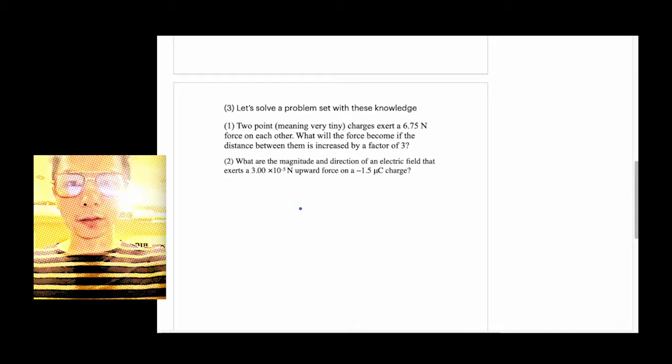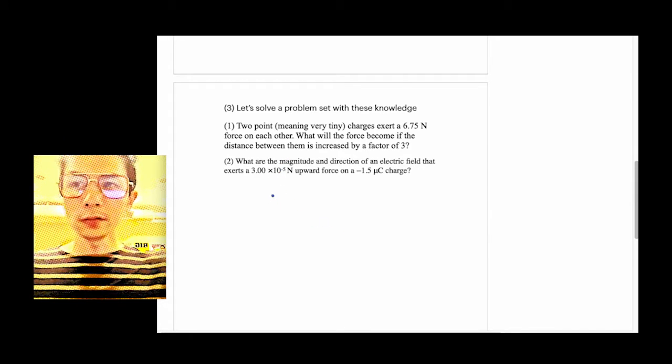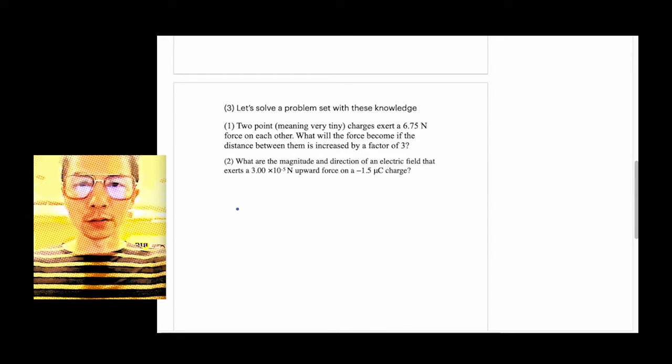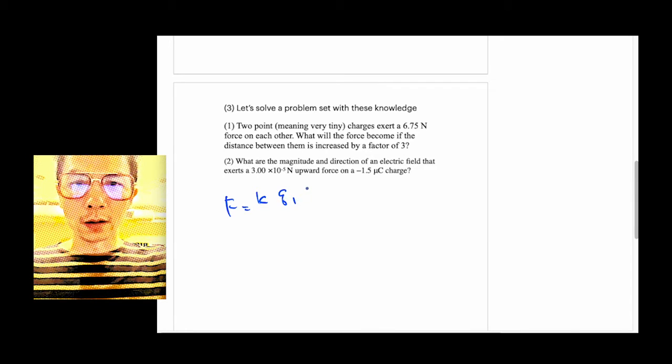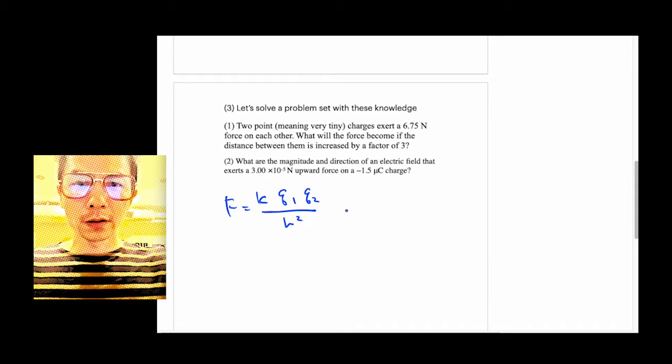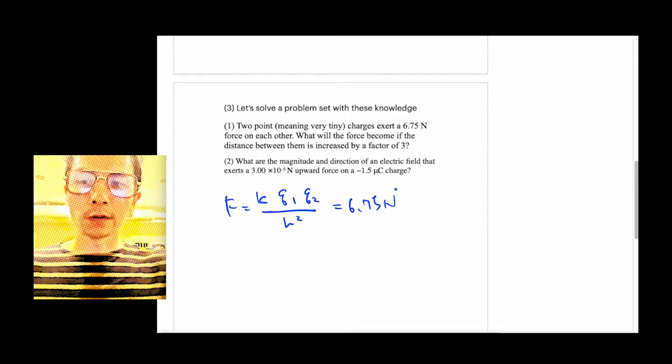So this is obviously talking about the force between two charged objects. So what you want to use is Coulomb's law. Coulomb's law can be written as F equals Coulomb's constant times Q1 multiplied by Q2 divided by R squared, and this is 6.75 Newton.